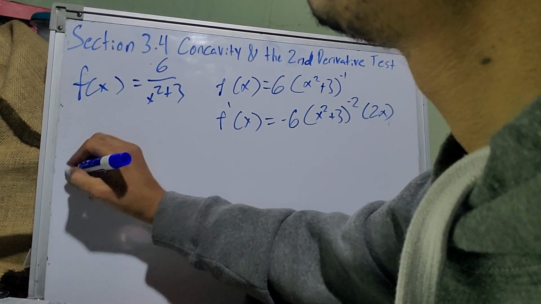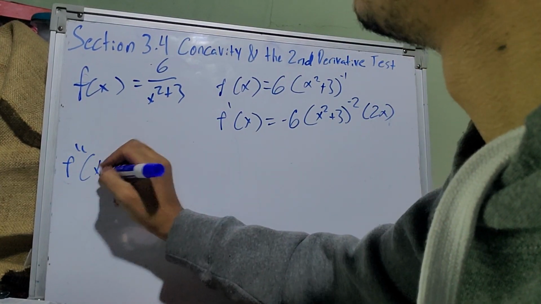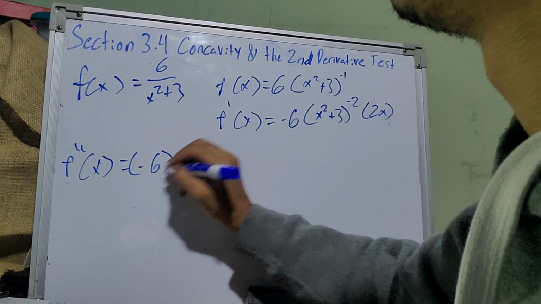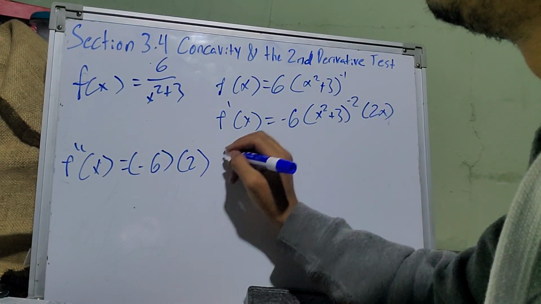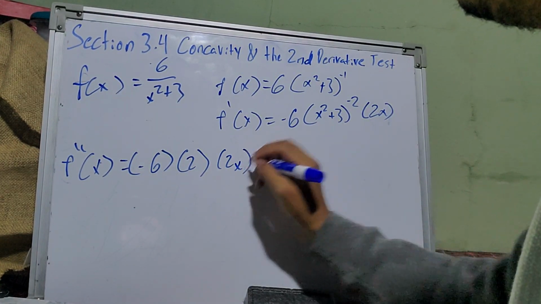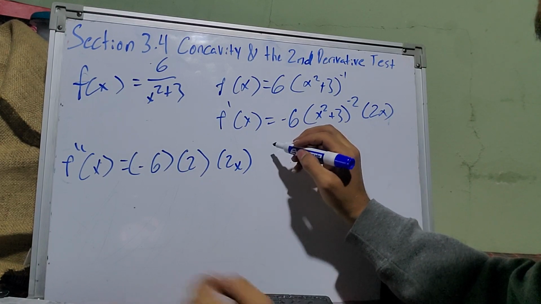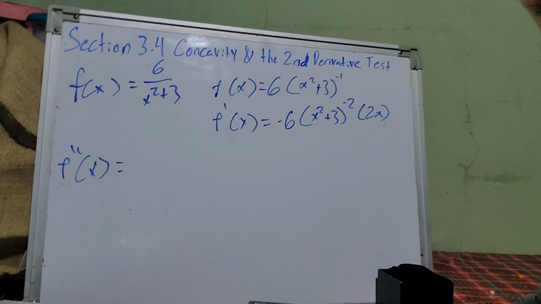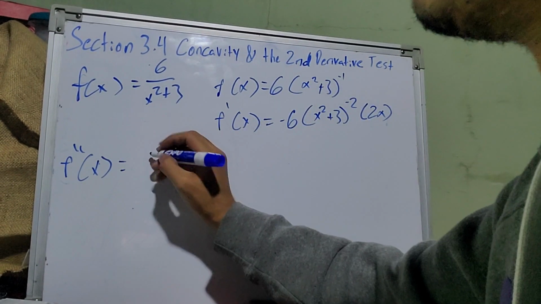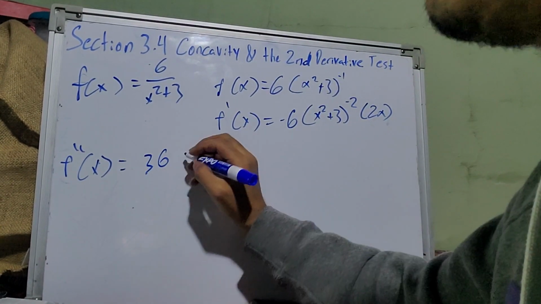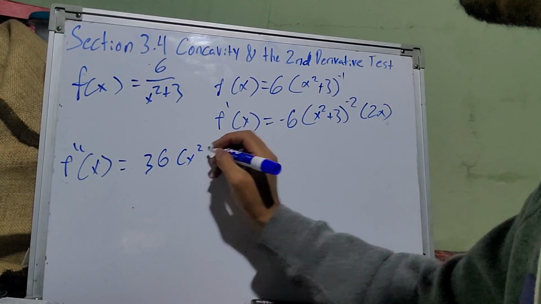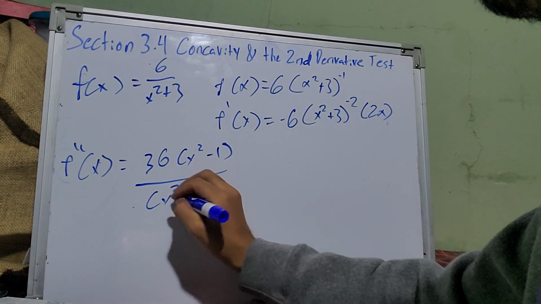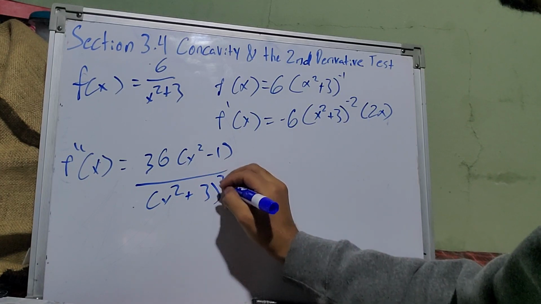Taking it the next step further, we'll have negative 6 times 2 times 2x. The final answer will come out to 36 x squared minus 12 over x squared plus 3 to the power of 3.